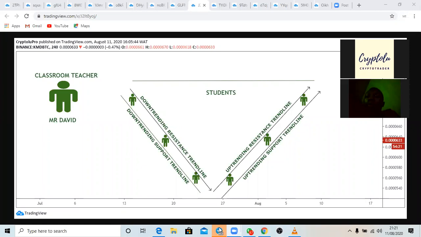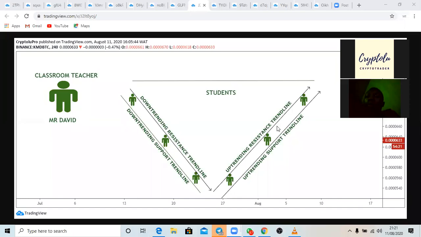So am I clear? If you understood what I said, please indicate in the chat box. Did you understand the concept of breakout I just explained? Please let me know if you don't understand, though. I'll happily go over it again. Okay, understood, yes, understood, thanks. Okay, good.